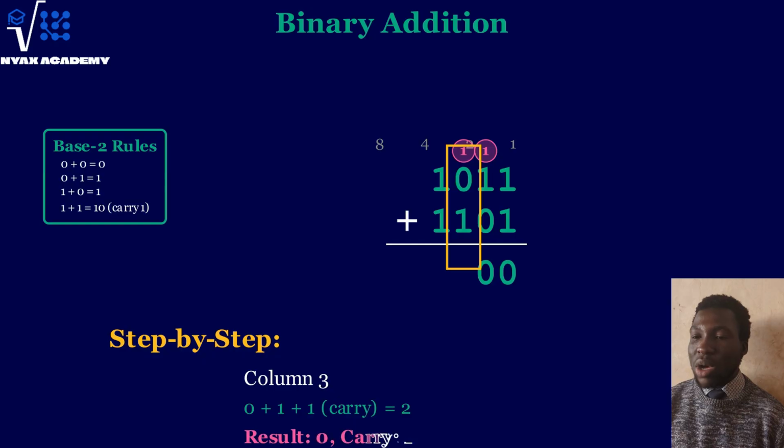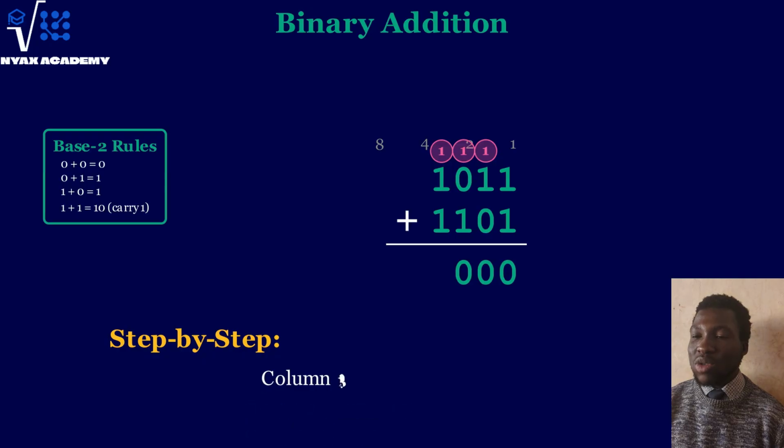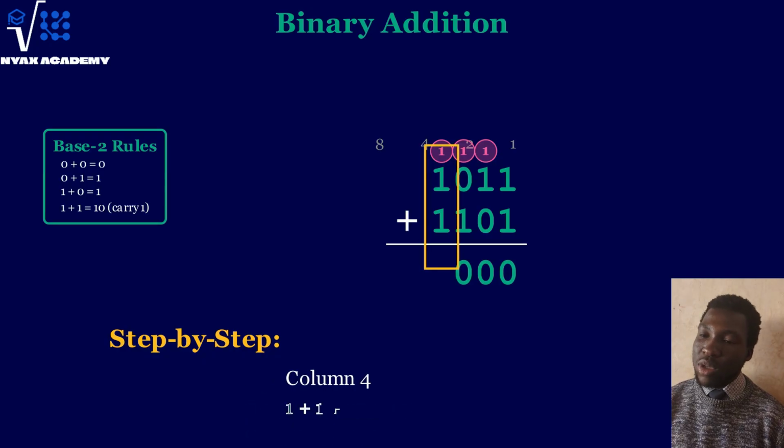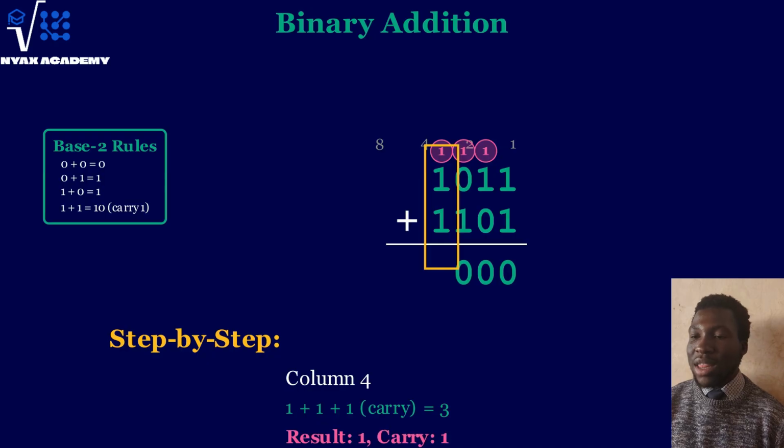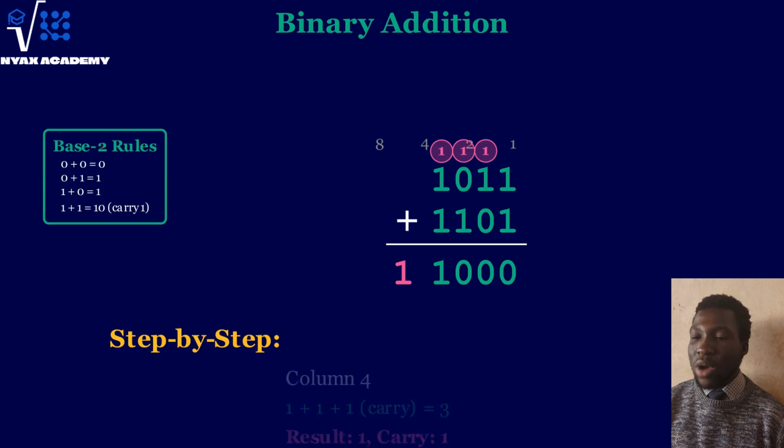Again 0 plus 1, the carry, we get 2. Divided by 2 we get 1 remainder 0. We write down the remainder 0. Then we proceed to the next column. 1 plus 1 plus 1 we get 3. 3 divided by 2 we get 1 remainder 1. First we write our remainder, then we write down the carry as well.